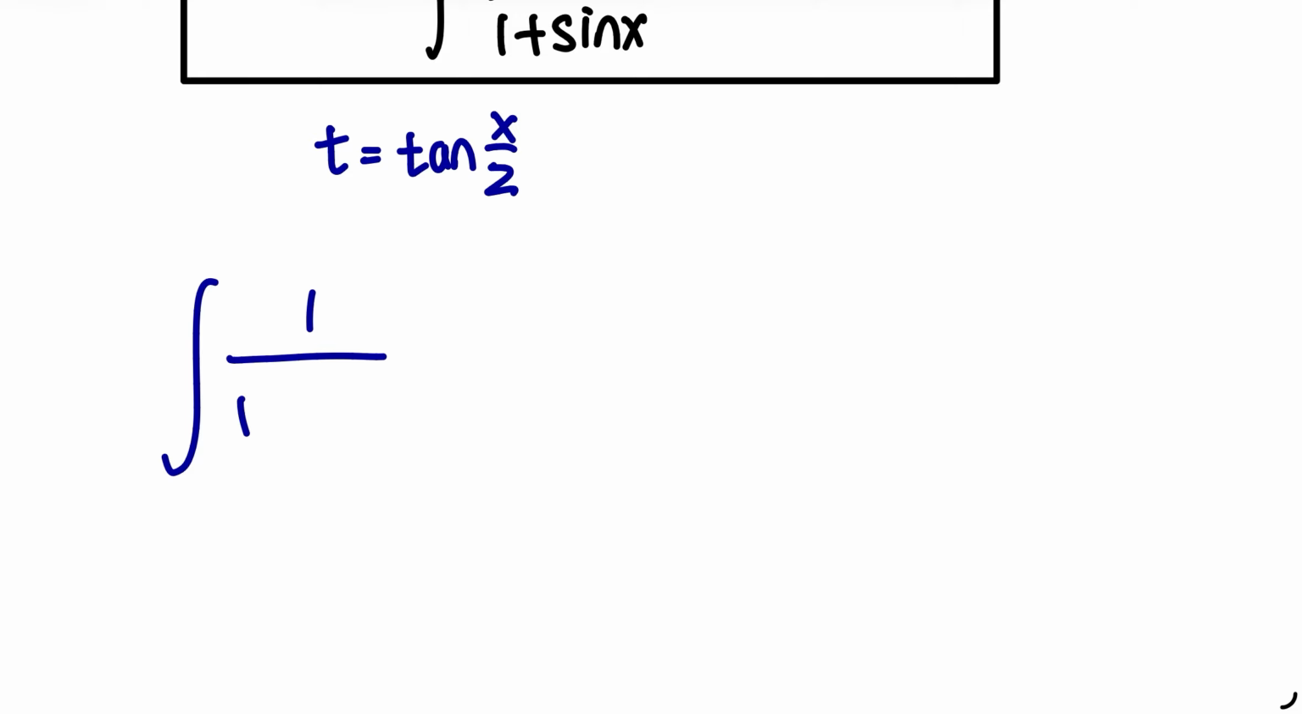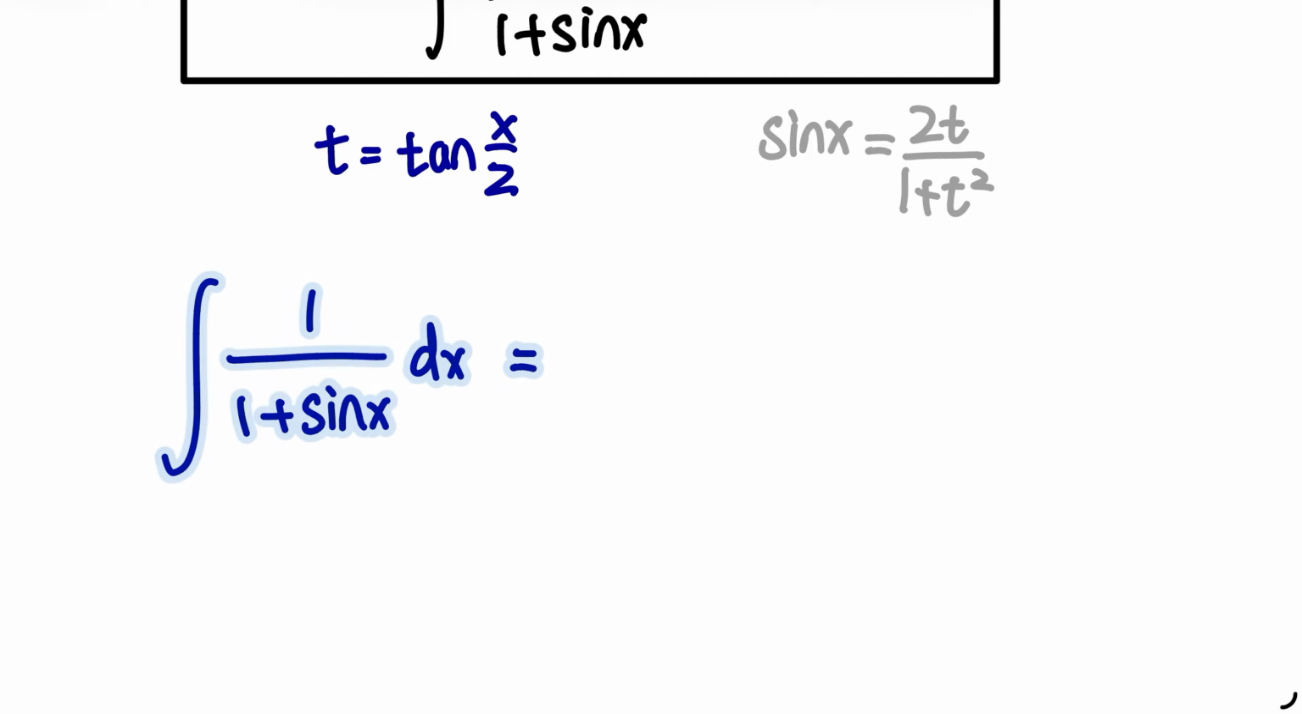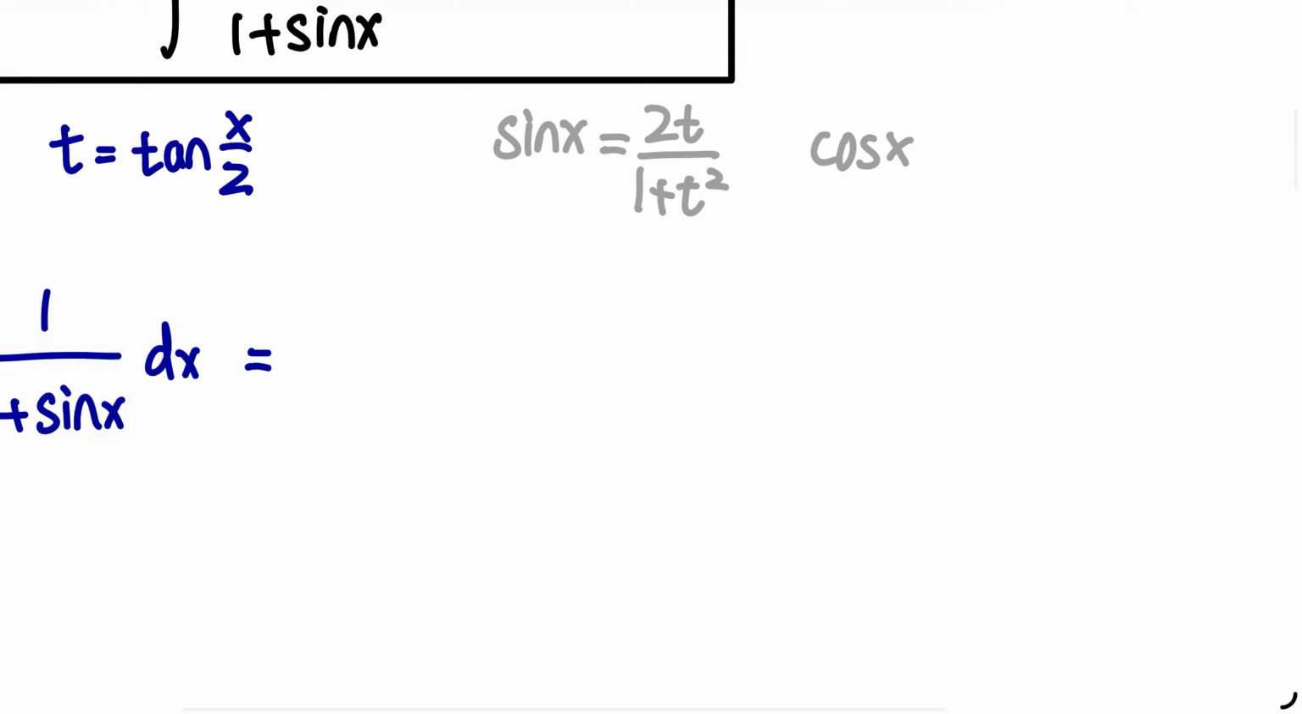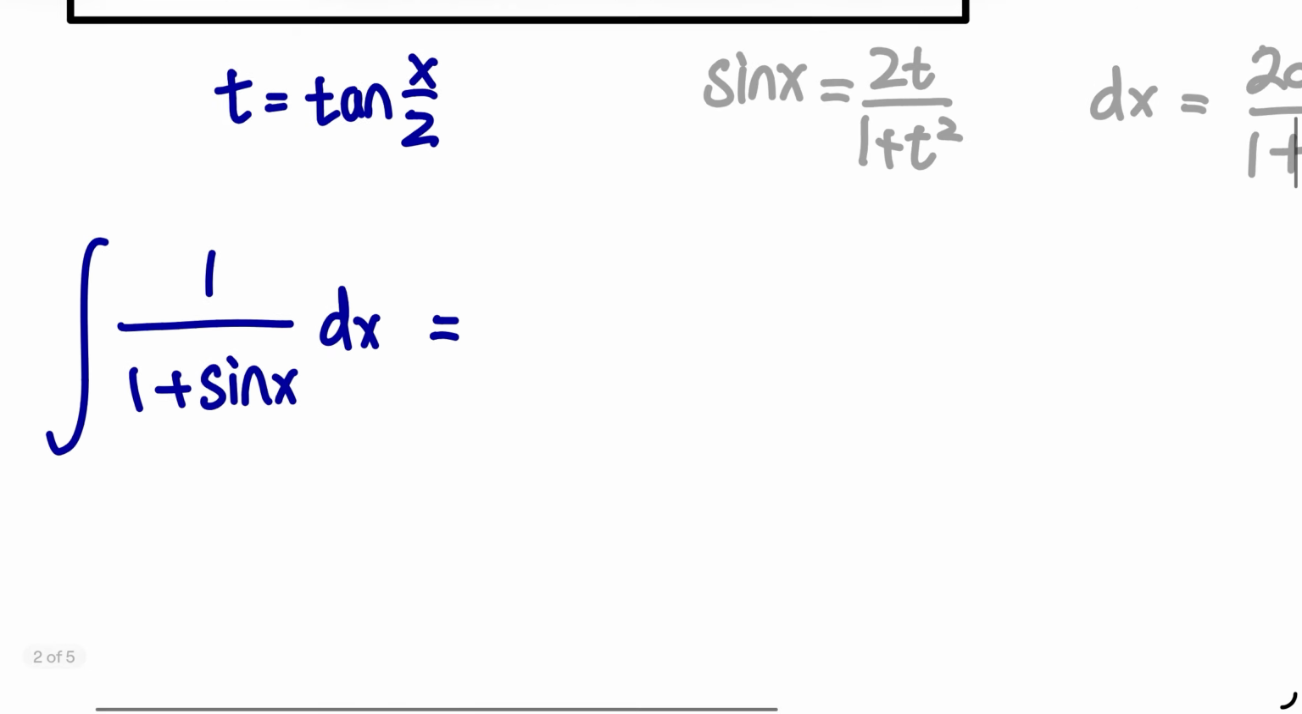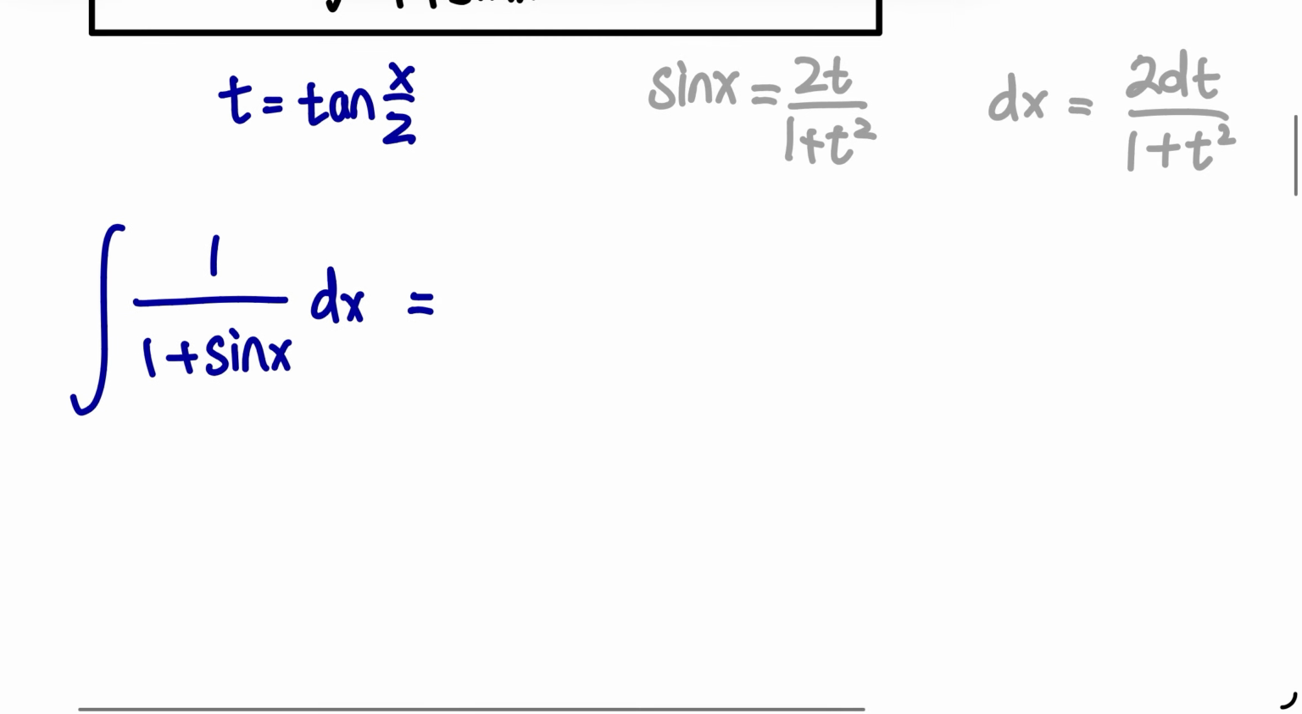1 plus sine x dx. So we already know that sine x is just 2t over 1 plus t squared. Cosine x, or in this case, we don't need cosine x. My bad. We definitely need what dx is. As you see here, it's 2 dt over 1 plus t squared. Yep. So now let's just substitute it there.